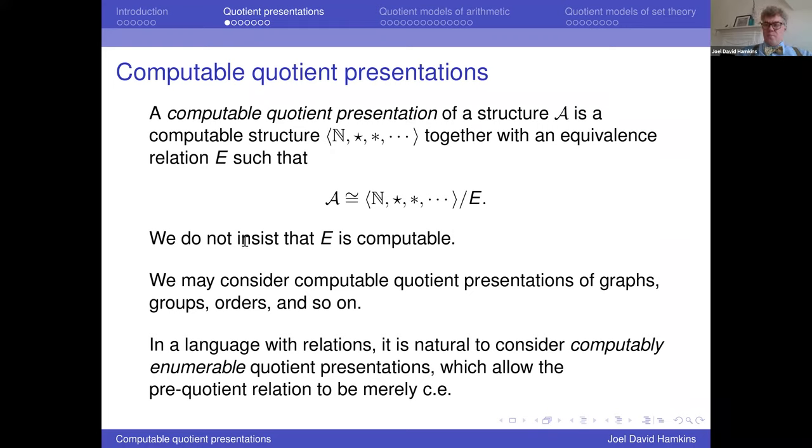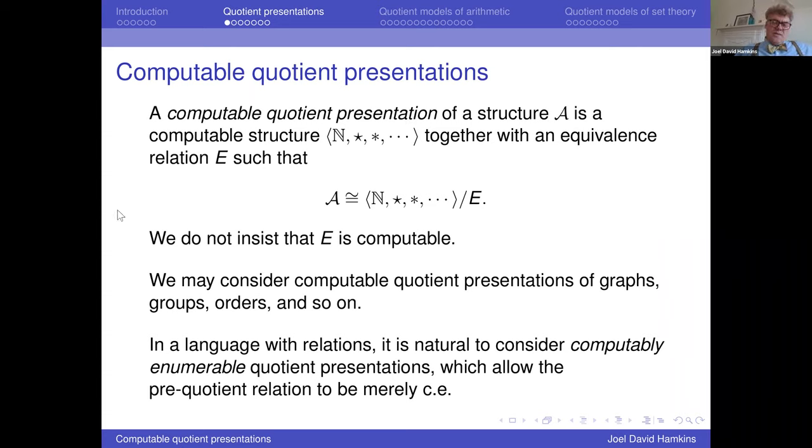I have a question. So this is Arnand. Can you ask for E to be arithmetic or something like that, or definable? We're going to look at refinements. So CE or co-CE or whatever, arithmetic, projective, whatever you like. Yeah, and those are going to be interesting questions. And in fact, that issue is going to come up later. Thank you.